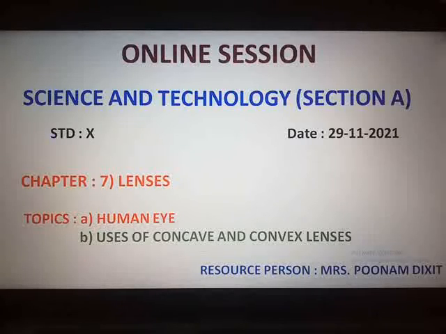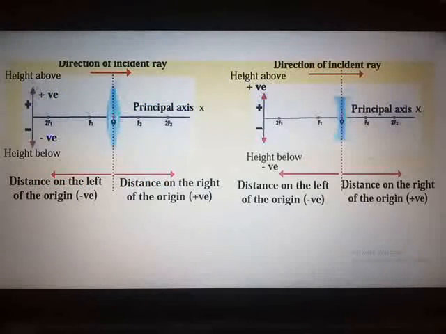Before we start with the topic of human eye, within the first 5 minutes I would like to cover the small part which is remaining from the first part of the chapter, that is the sign conventions, lens formula and the power of a lens. So let us start with the sign conventions.